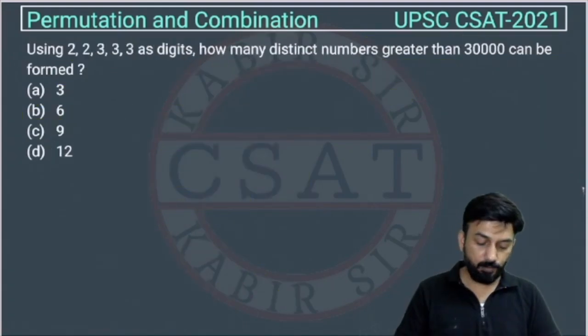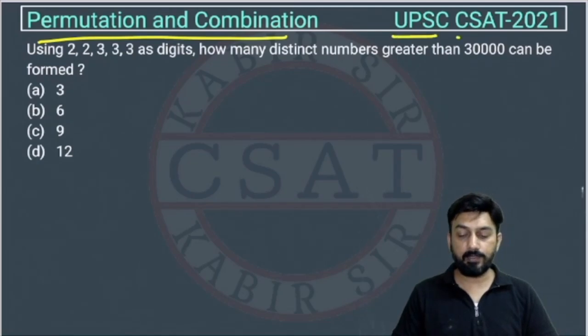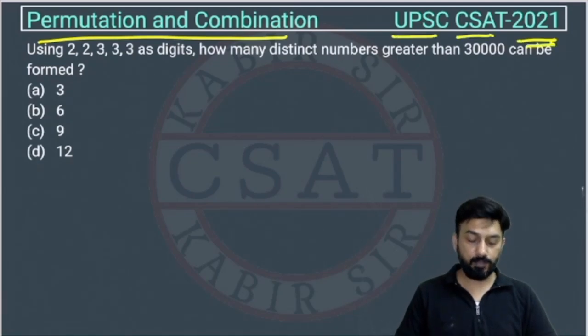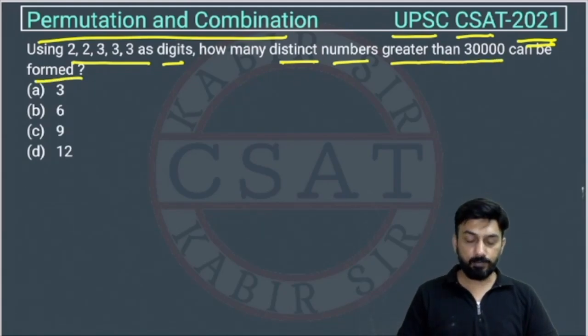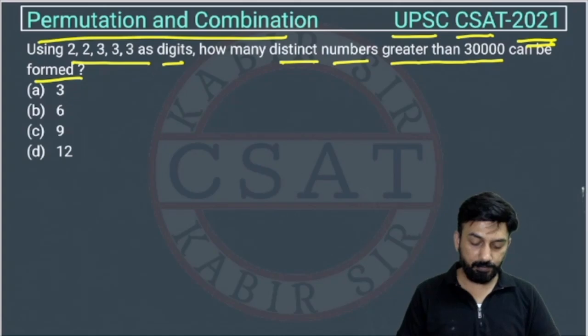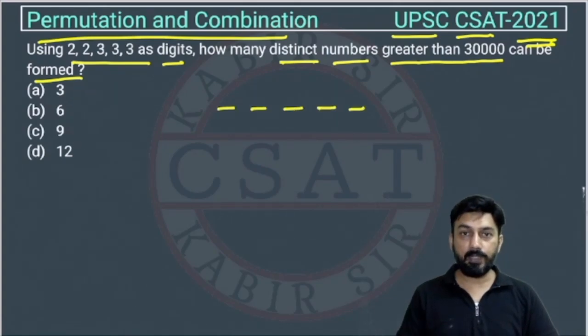So this is a question from the Permutation and Combination chapter asked in the UPSC CSAT paper of 2021. Using these numbers as digits, how many distinct numbers greater than 3000 can be formed? How many digits are we having? We are having 5 digits: 1, 2, 3, 4, 5.